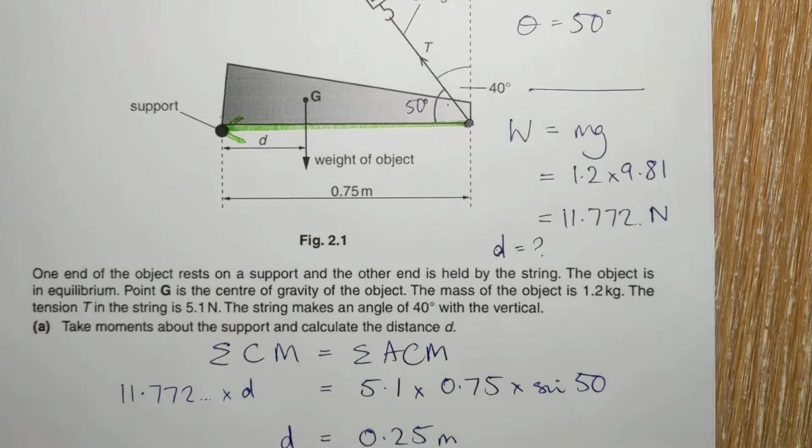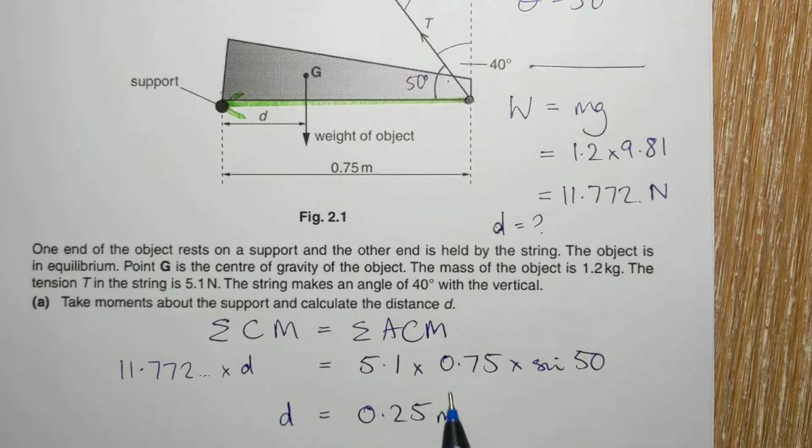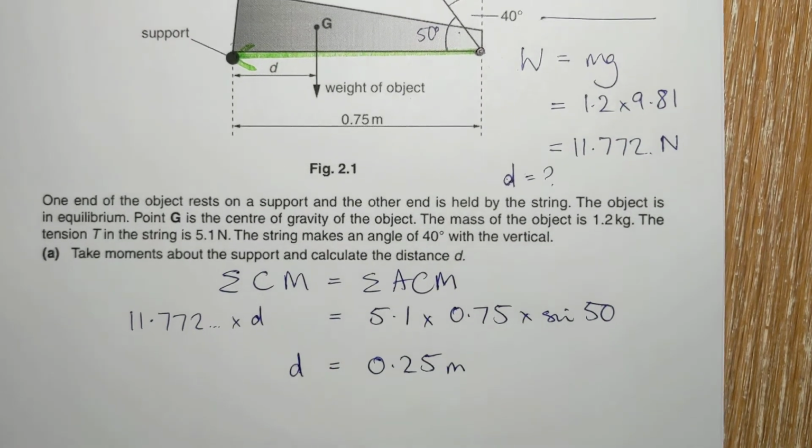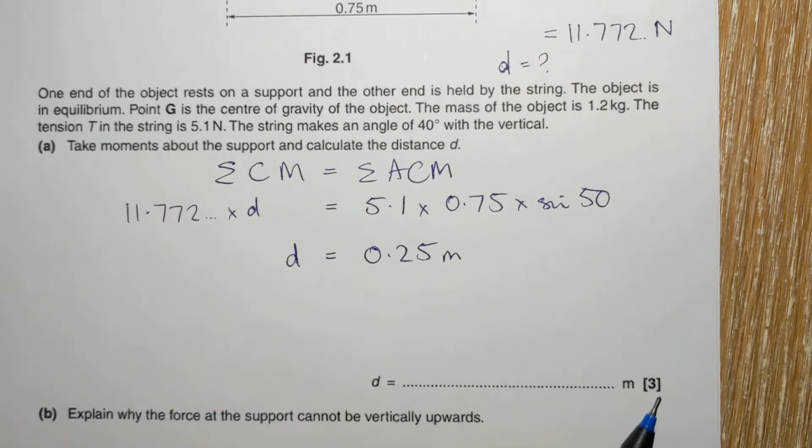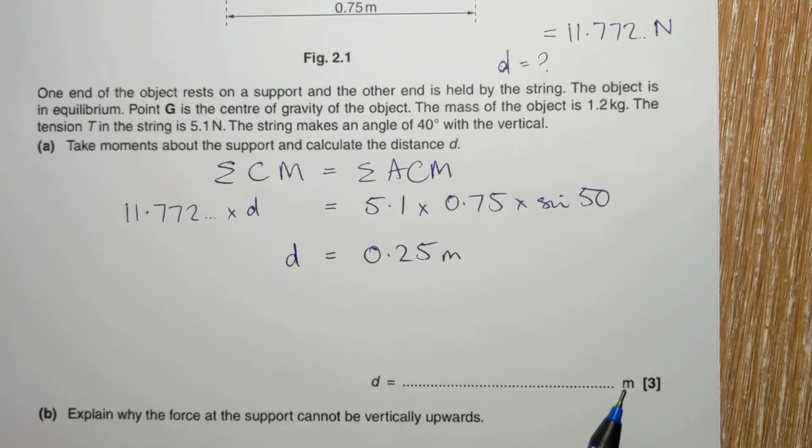And then leaving you to do the algebra, that should give you now finally at the end rounding to two significant figures, D equals 0.25 meters. Congratulate yourself if you got that one right. And then explain why the force at the support cannot be vertically upwards.